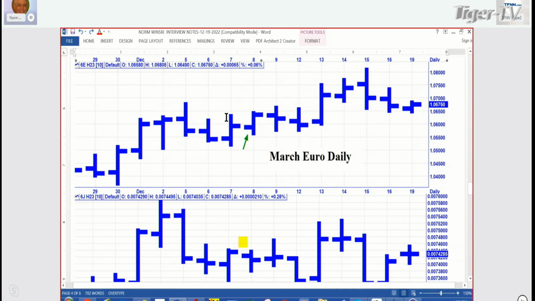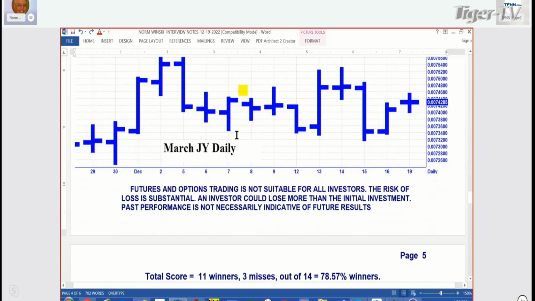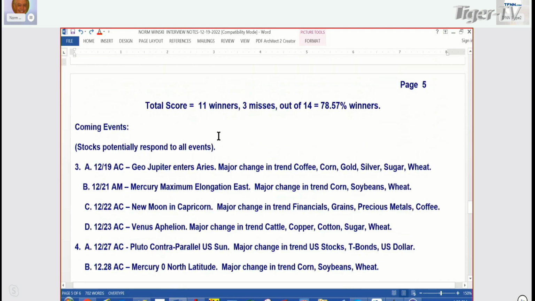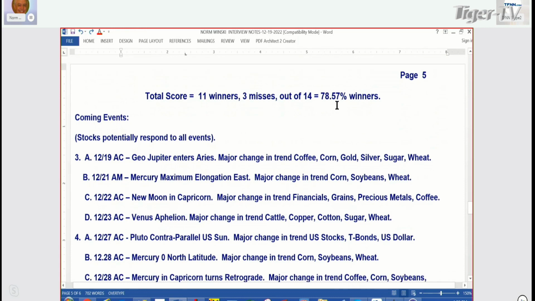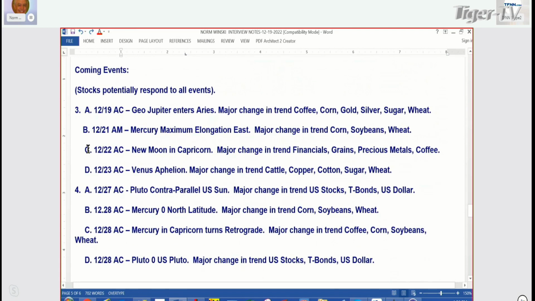And there's the euro. You had a low there, and you had a chance to buy. It went up a little bit, a chance to make a little bit of money. Yen was just going sideways, so we took a pass. So you add up the green arrows and the red arrows: 11 winners, 3 misses out of 14, for 78.57%.